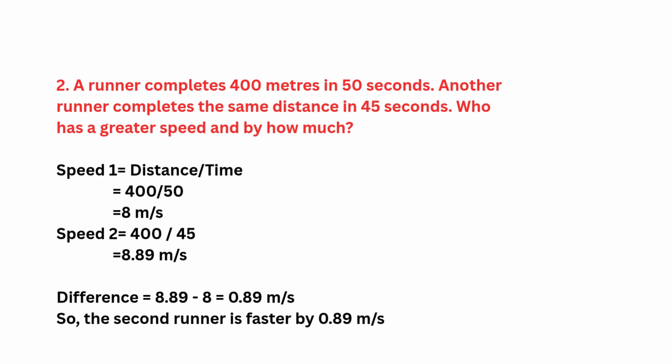Already we know the formula, distance by time taken. That is 400 divided by 50, which is equal to 8 meter per second. Next is the speed of the other runner, that is 400 by 45, which is 8.89 meter per second. The difference between the two, 8.89 minus 8, is equal to 0.89 meter per second. So the second runner is faster by 0.89 meter per second.